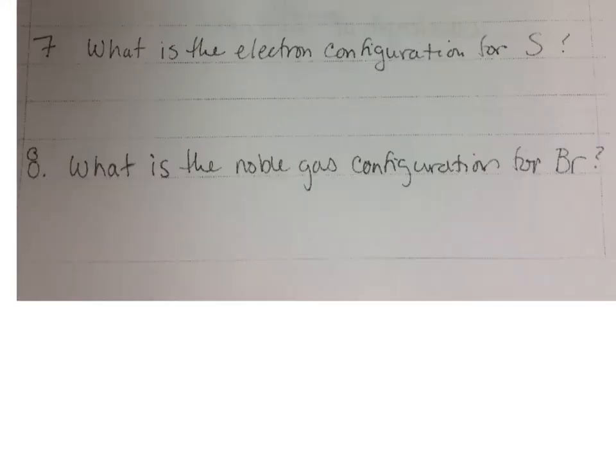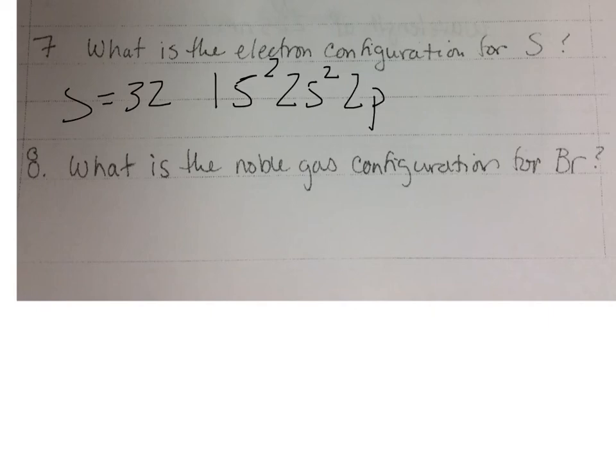All right, and the final problem is here. It says, what is the electron configuration for S? So again, we're going to use our periodic table. And when we go to our periodic table, we know that S has 32 electrons, okay? So the first one we go through is 1s, and there's 2 of them. Then we go through 2s, there's 2 electrons. We go 2p, which gives us 6. Then we're going to go to 3s, which gives us 2, and then we're going to go to 3p, 4.